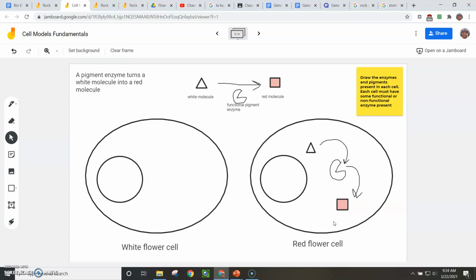Okay, look at that. So inside of a red flower cell, white is getting changed to red. Since it's making red molecule, this is going to be a red cell. The flower petals can be red.